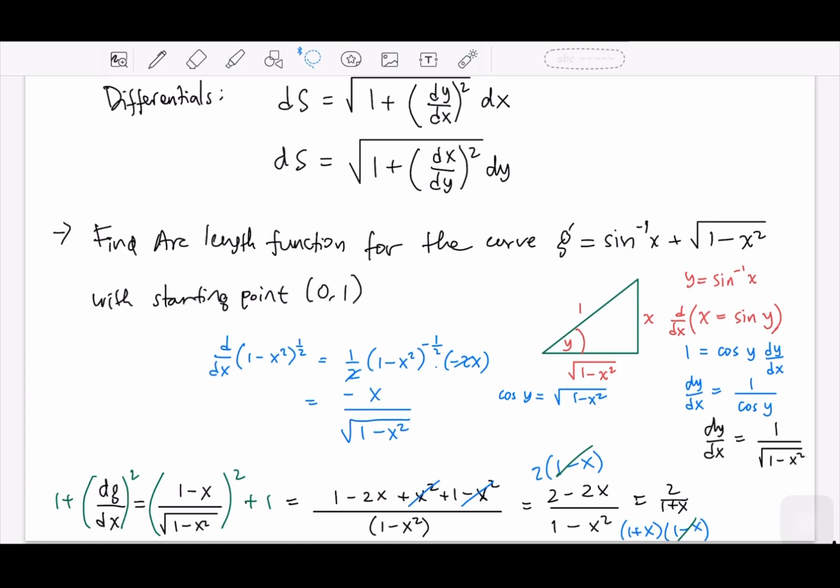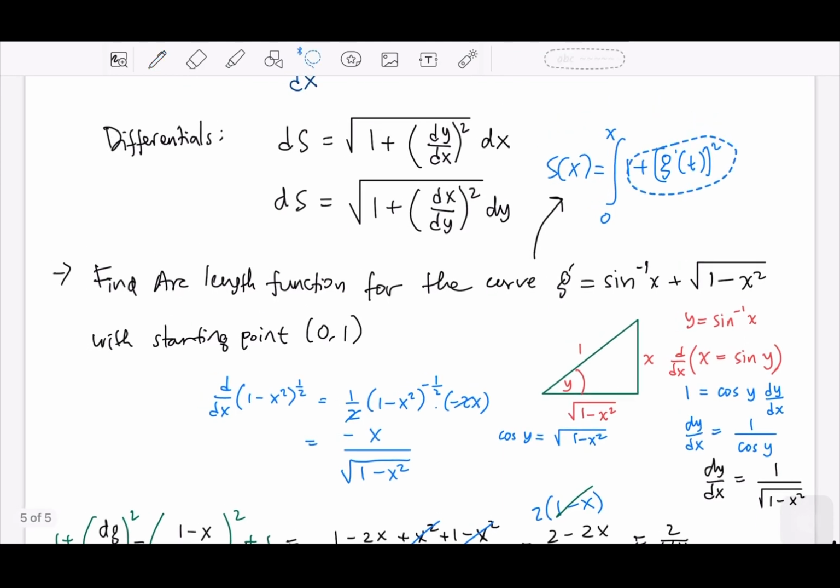But this is not yet over. We are going to take the square root and write it in the arc length function. I think we can use blue color. So s of x is the integration from 0 to x, because its starting point is 0, 1, of square root of 1 plus g prime t squared, dt, and then solve the 2 over 1 plus x.